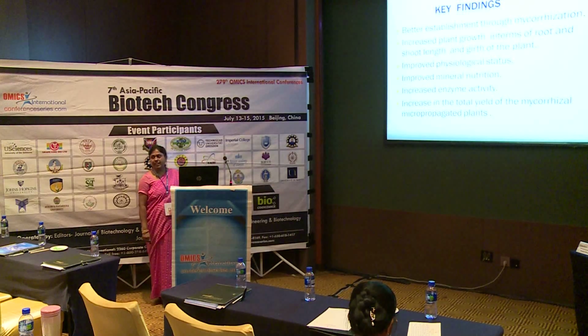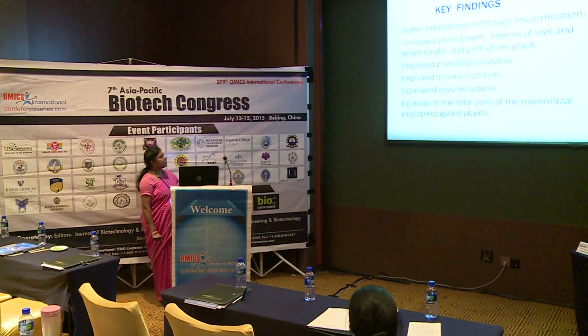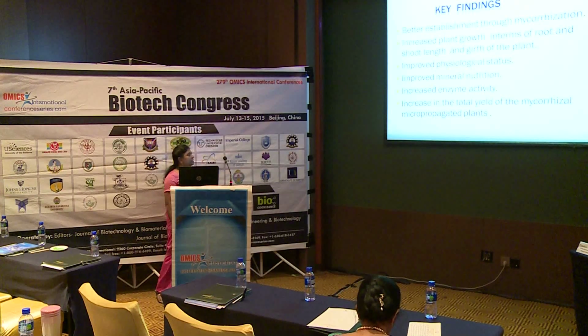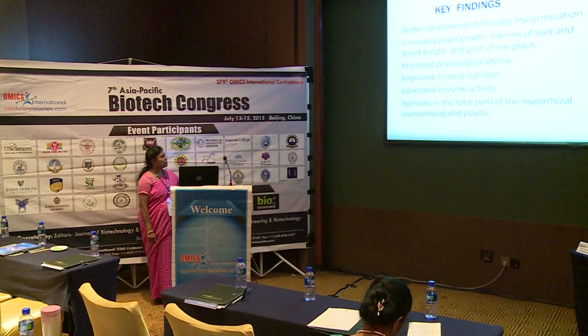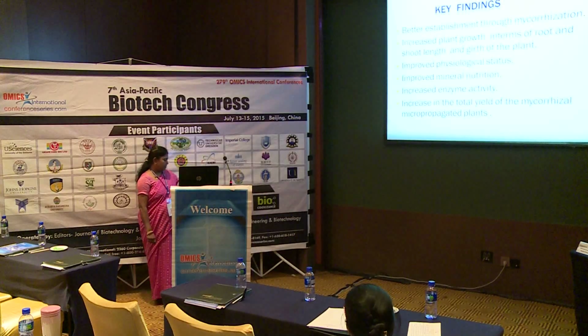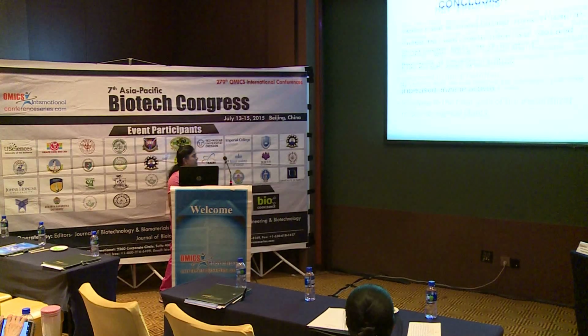These are the key findings which were observed. The better establishment through mycorrhization. Mycorrhization increased plant growth in terms of root and shoot length, girth of the plant. It totally improved the physiological status. It also improved the mineral nutrition and increased the enzyme activity. Finally, the results were correlated with the total yield of mycorrhizal micropropagated plants.